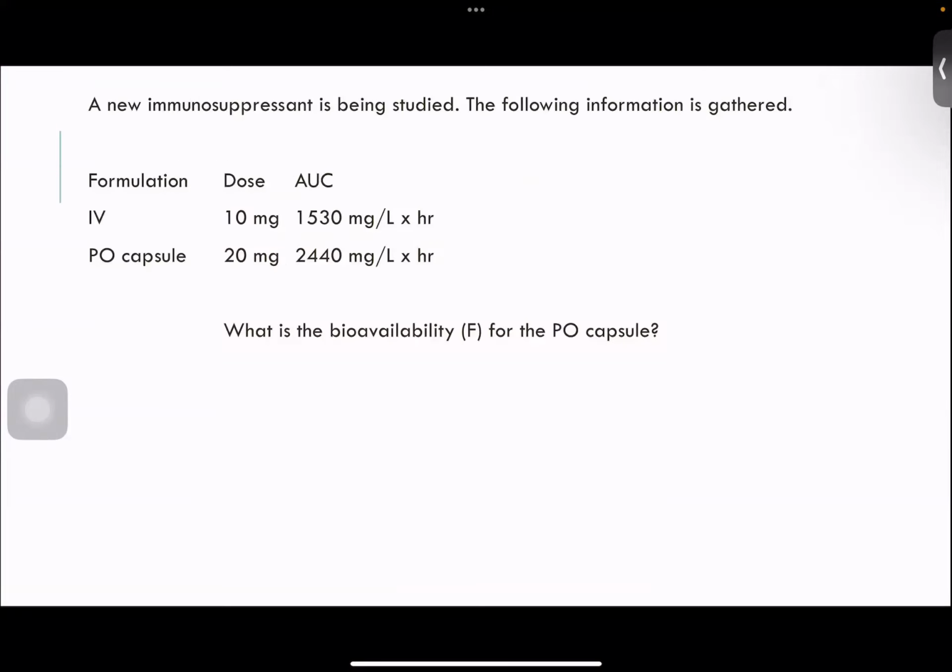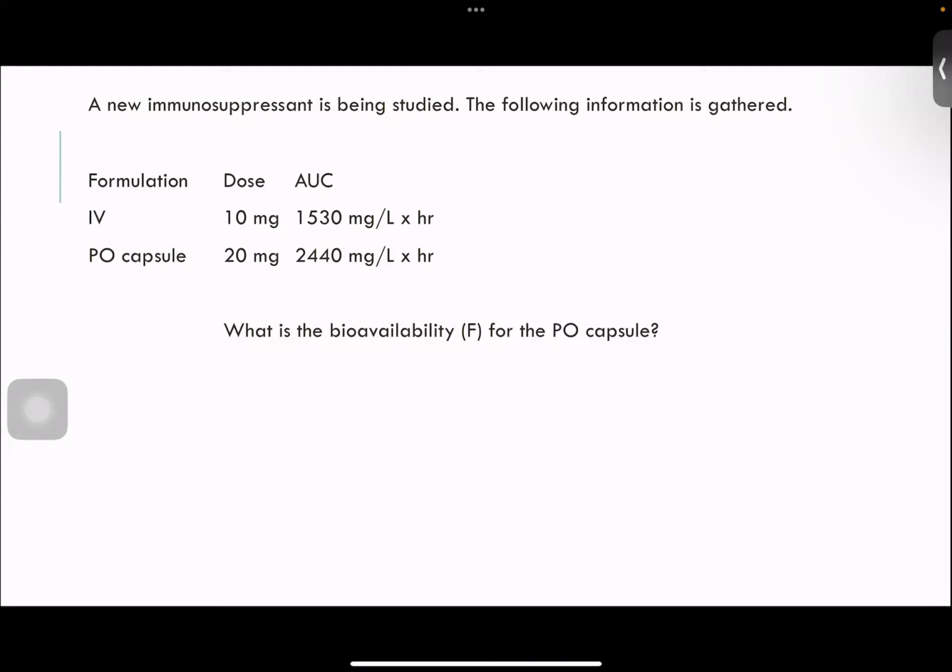Okay, so here we're gonna apply this information. A new immunosuppressant is being studied. The following information is gathered. We've got an IV and a PO capsule available. We gave the IV 10 milligrams and we gave the PO 20 milligrams. And here are the resulting area under the curves. Can you figure out the bioavailability for that capsule?